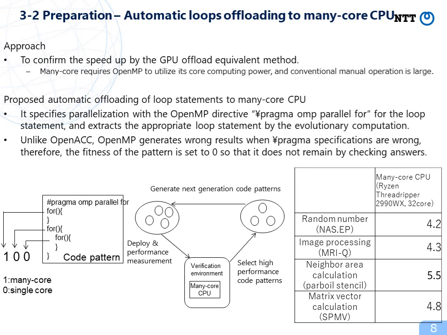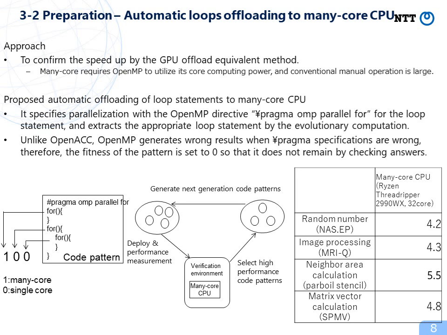Many core requires OpenMP to utilize its core computation power, and conventional manual operation is large. So I propose automatic offloading of loop statements to many core CPU. It specifies parallelization with the OpenMP directive pragma omp parallel for on the loop statement, and extracts the appropriate loop statements by evolutionary computation. Unlike OpenACC, OpenMP generates wrong results when pragma specifications are wrong. Therefore, the fitness of the pattern is set to 0 by checking answers so that it doesn't remain.